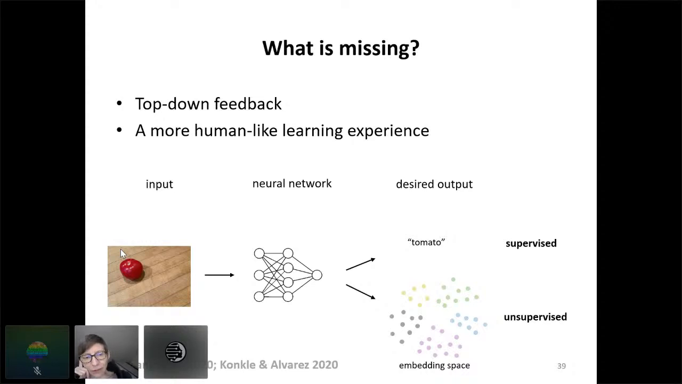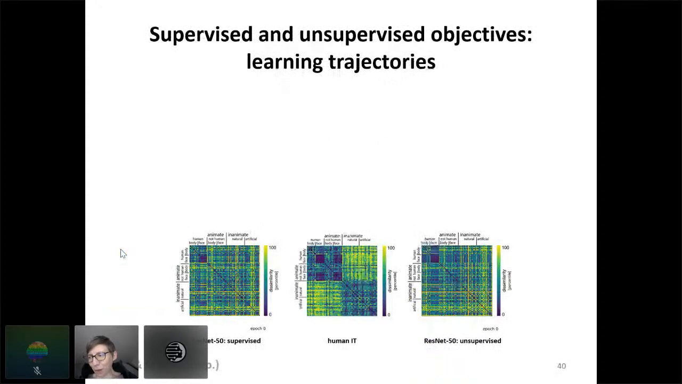And now one of the things in the lab that we're doing is to train these networks with different learning objectives to characterize what happens to the representation for these different learning objectives. So I just wanted to show you some recent work. This is not published yet, but here we're just training ResNet 50 in different ways.